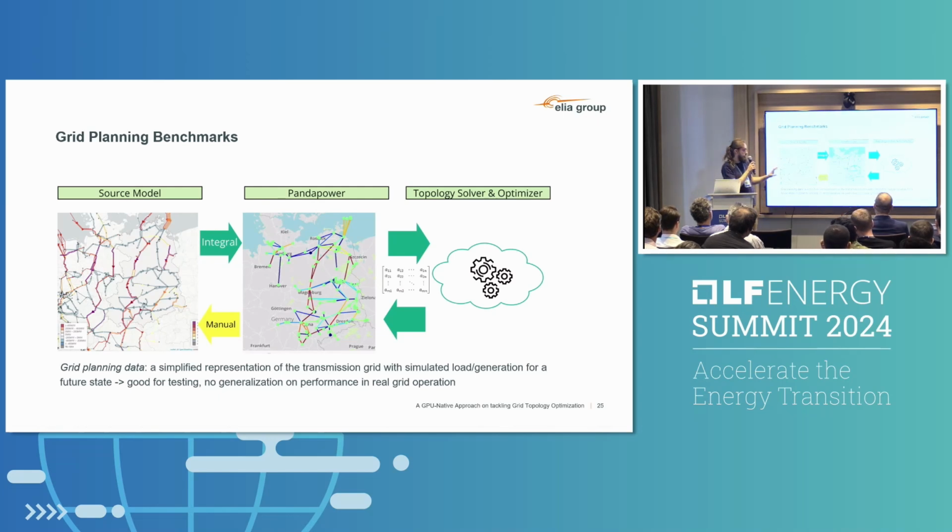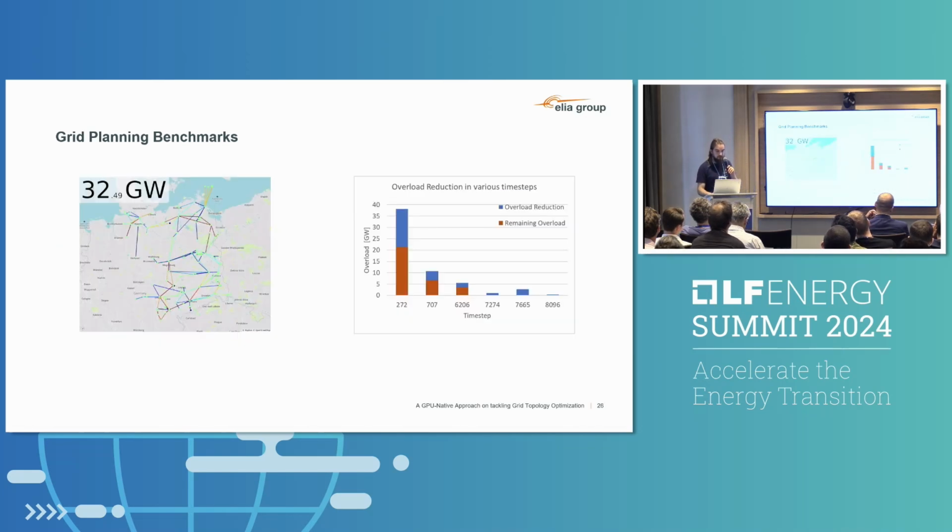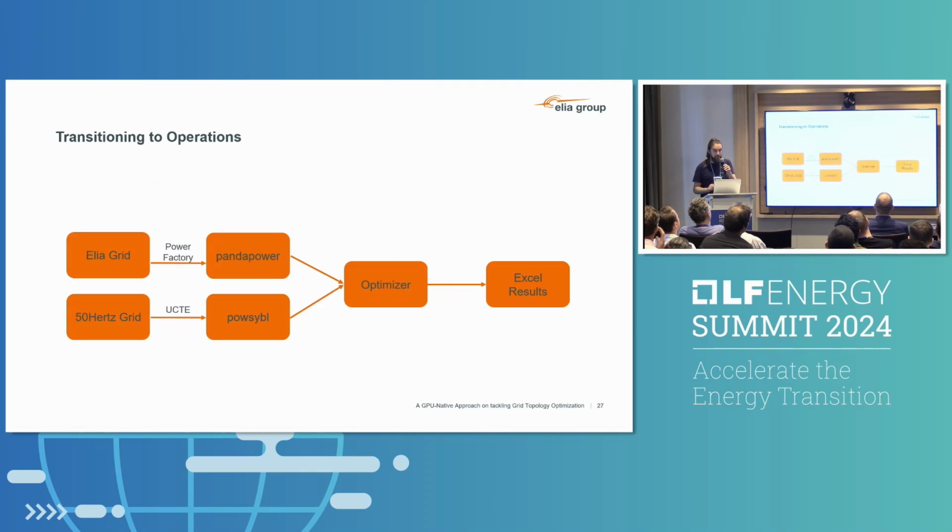So the grid planners use Integral, not GridCal, unfortunately. But we pulled that out to Pandapower, then did an optimization run. And the results actually looked pretty nice. We were able to shave off between 30 and 50% in different time steps. We look at overloads here. And yeah, that was run within 15 minutes. So that was the first success, meaning it got us a ticket towards industrialization.